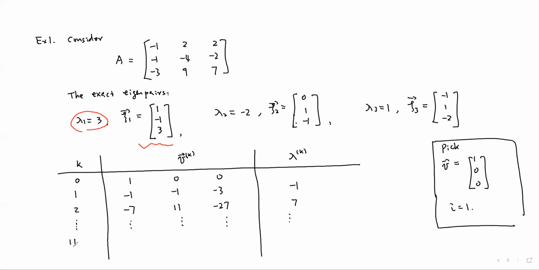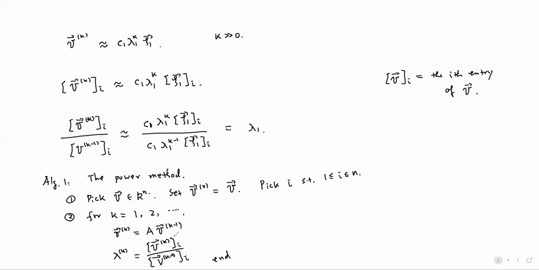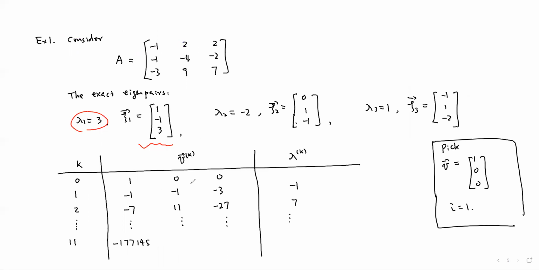When k is 11, the first entries of the vector vk are very large. Why is the first entry large? Look at what vk is. Lambda 1 is 3, so vk is about 3 to the k times psi 1. Because 3 is greater than 1, 3 to the k increases exponentially, so it is very large. That's why when k is 11, vk is a big vector.